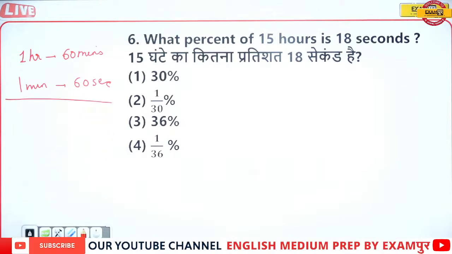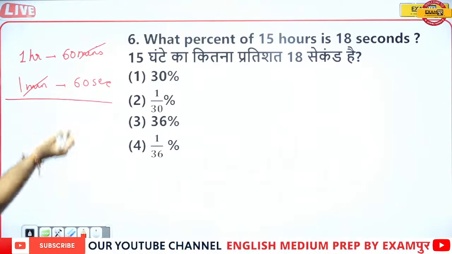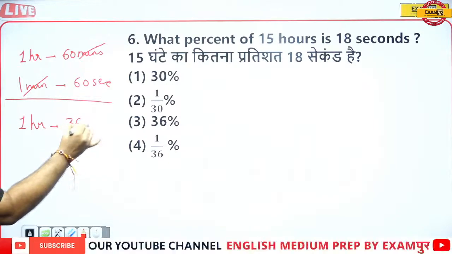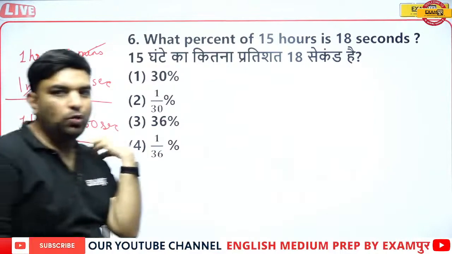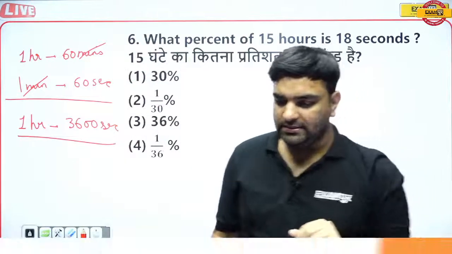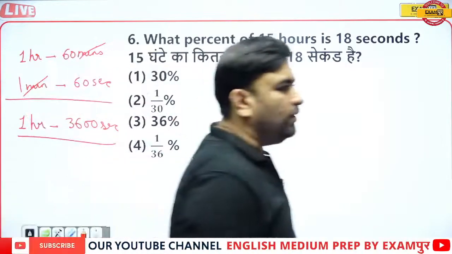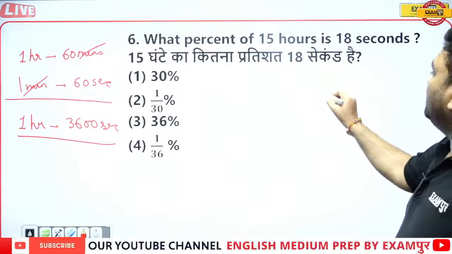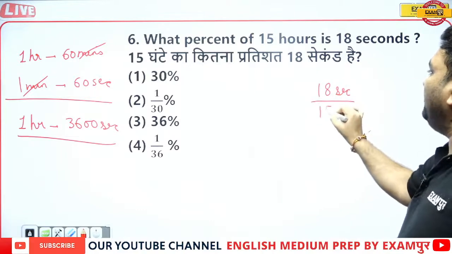So, if you multiply them, things on the opposite side will get cancelled out. So you can say 1 hour is equal to 60 into 60, 3600 seconds. 1 hour is equal to 3600 seconds. So 18 seconds is how much percentage of 15 hours?